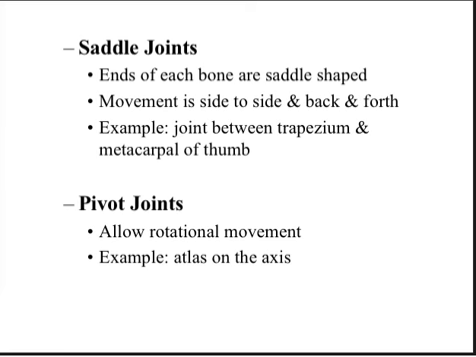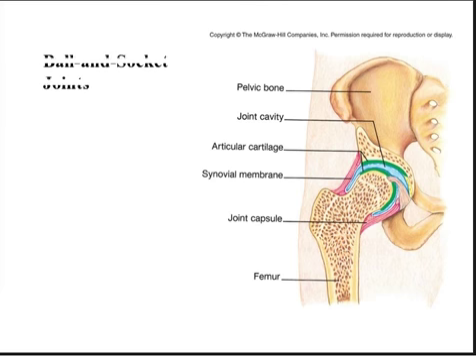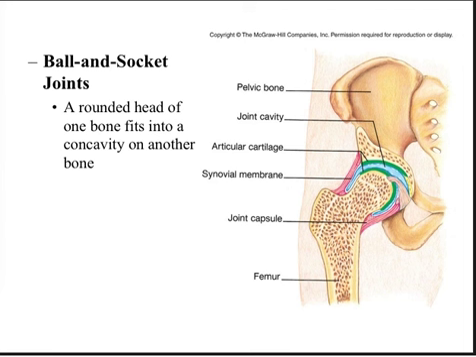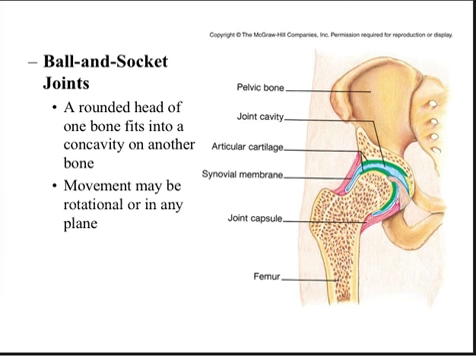There are other pivot joints as well. Ball and socket joints are a rounded head of one bone fitting into the concavity of another bone. They provide the greatest degree of movement and as a result are the most easily injured. Movement may be rotational or in any plane.